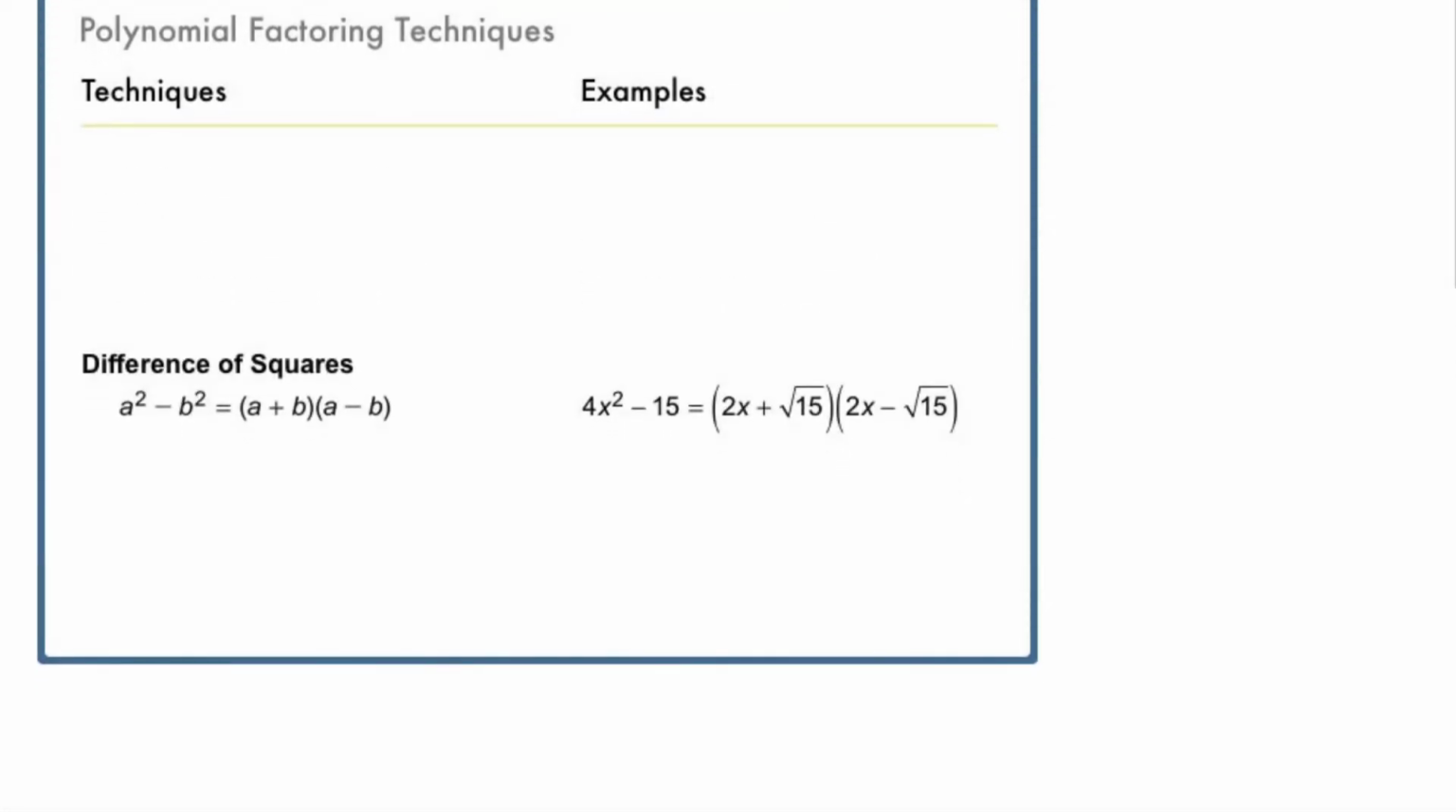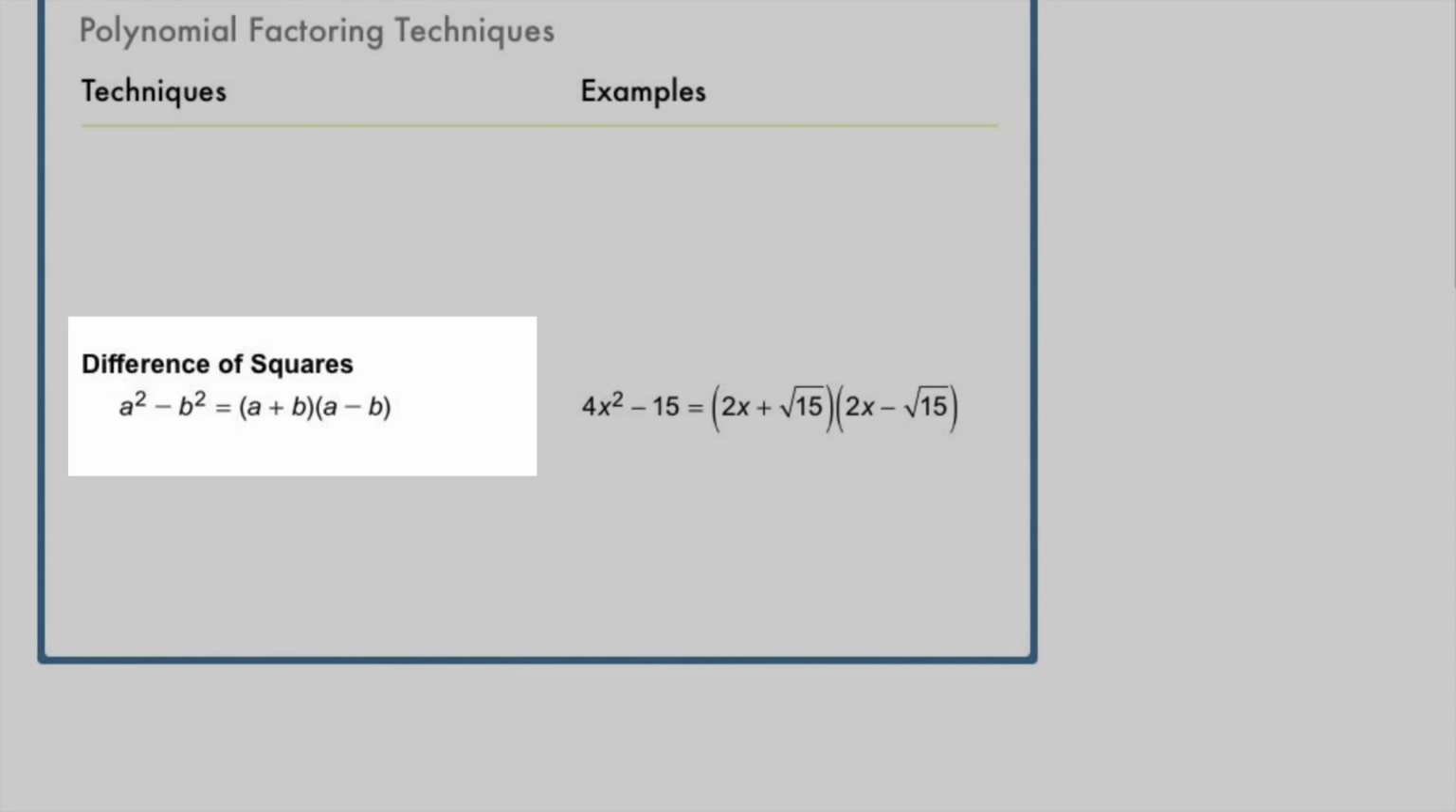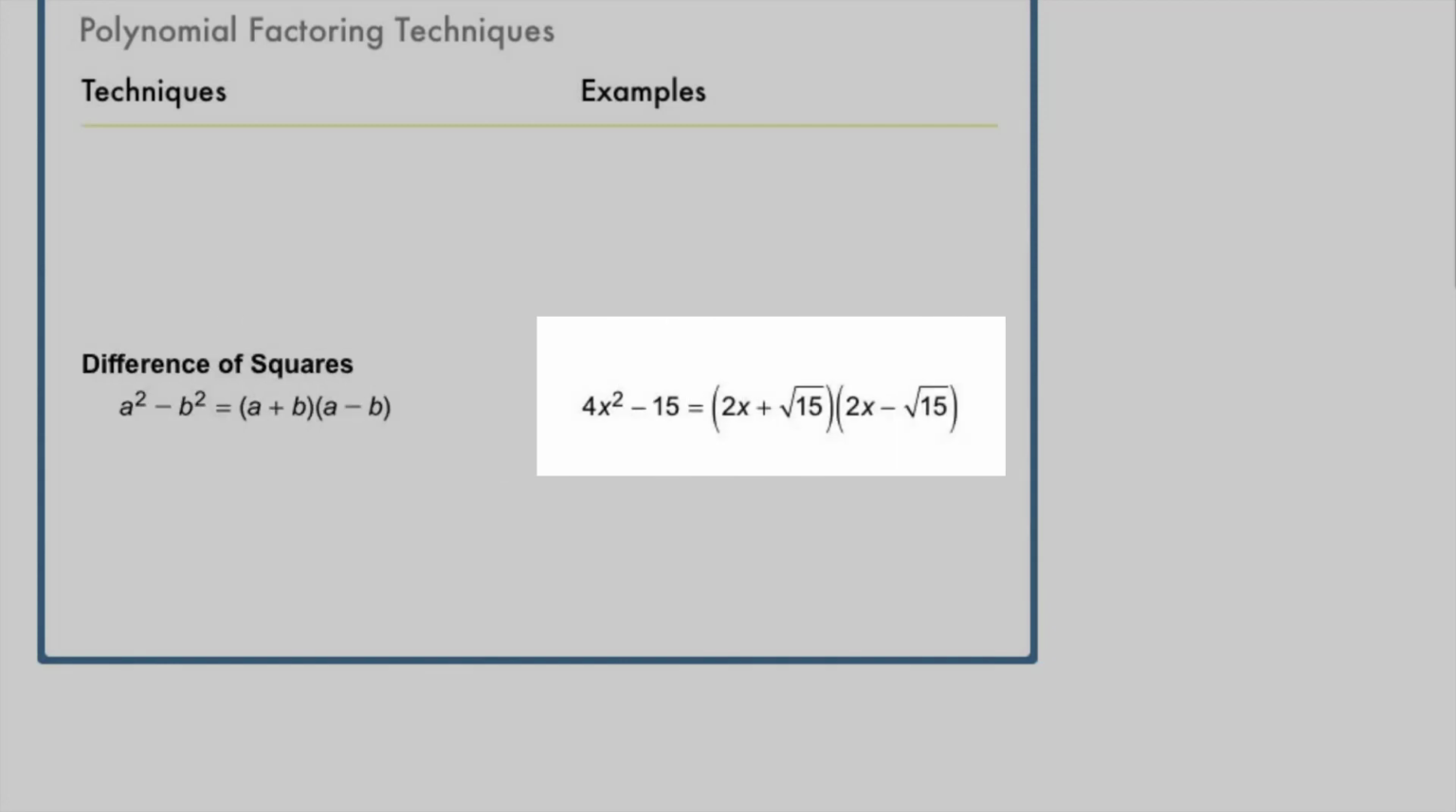Difference of squares. A squared minus b squared can be rewritten as the product of two binomials, a plus b and a minus b. An example, 4x squared minus 15 can be rewritten as the binomial 2x plus the square root of 15 times the binomial 2x minus the square root of 15.